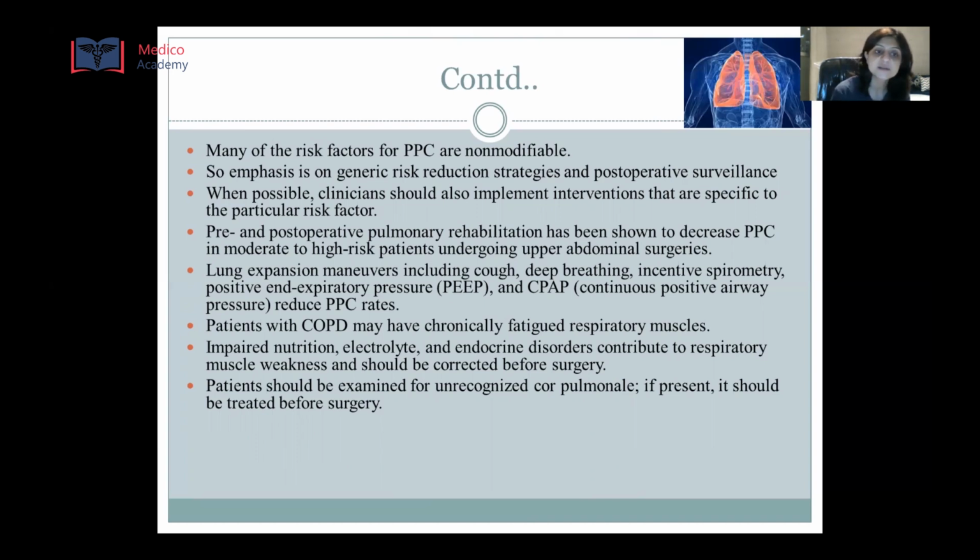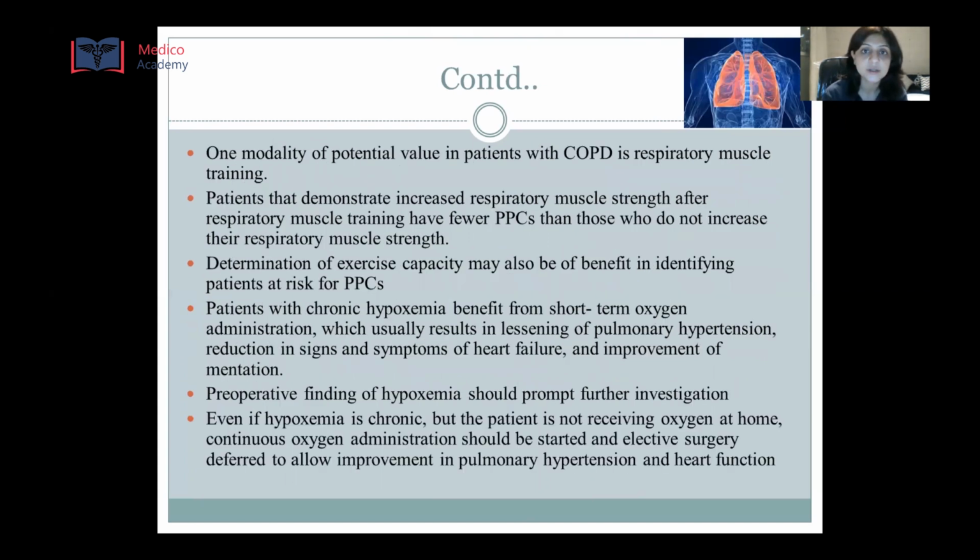Now we know that patients with COPD have chronically fatigued respiratory muscles. Impaired nutrition and electrolyte and endocrine disorders all contribute to respiratory muscle weakness, and we need to correct them before surgery. Patients should be examined for any unrecognized cor pulmonale, and if present, it should be treated before surgery. One modality of potential value is respiratory muscle training. Patients who demonstrate increased respiratory muscle strength after training are known to have fewer PPCs than those who have not had an increase in strength preoperatively.